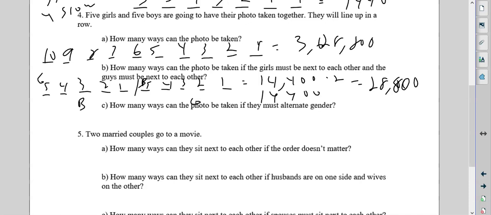All right. Then, how many ways can the photo be taken if they must alternate gender? So again, we got our 1, 2, 3, 4, 5, 6, 7, 8, 9, 10. And so there's got to be girl, boy. Then there's 5. But if you think about alternate, then the 4 is here, the 3 is here, the 2 is here, and the 1 is here. And then you have the girl, 5, 4, 3, 2, 1.